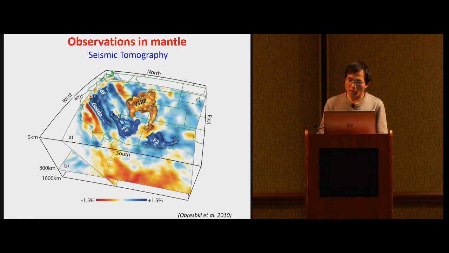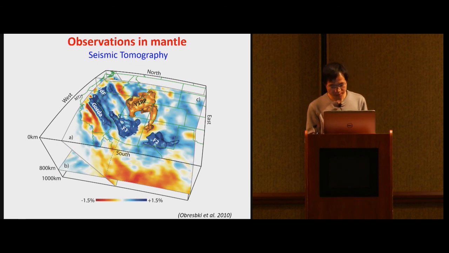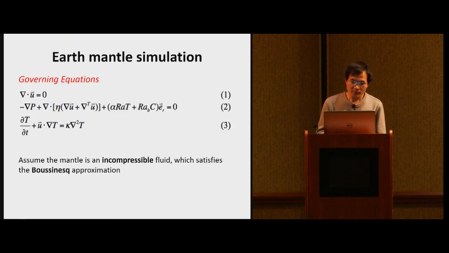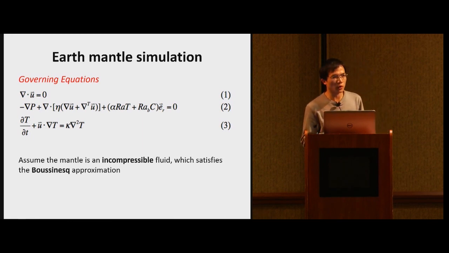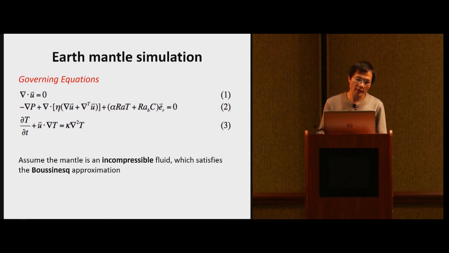So I will show how the Earth has evolved into this structure later. To study how the mantle evolves over time, we use Earth mantle simulation. In a long-term sense, from millions to hundreds of millions of years, we treat the mantle as a viscous fluid, and we solve the Navier-Stokes equation to solve this problem. We assume the mantle is incompressible, which is reasonable for the mantle case.